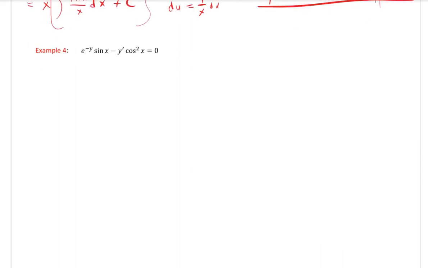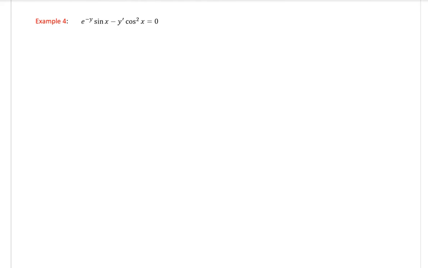Last standard example, and then I have a more applied one. Okay, we have e to the negative y sine x minus y prime cosine squared x equals 0.